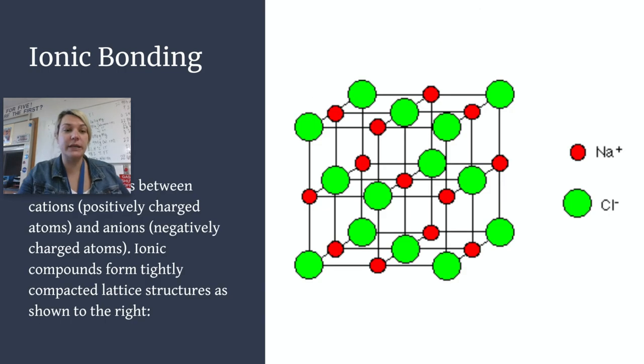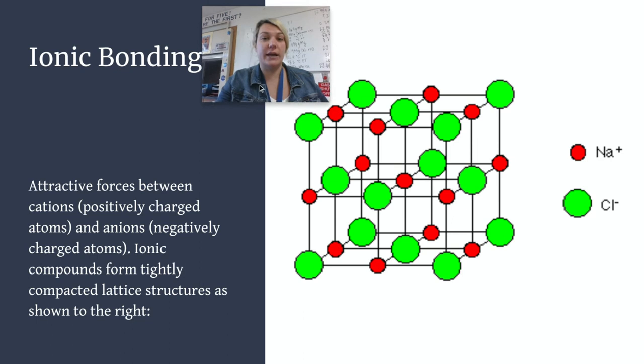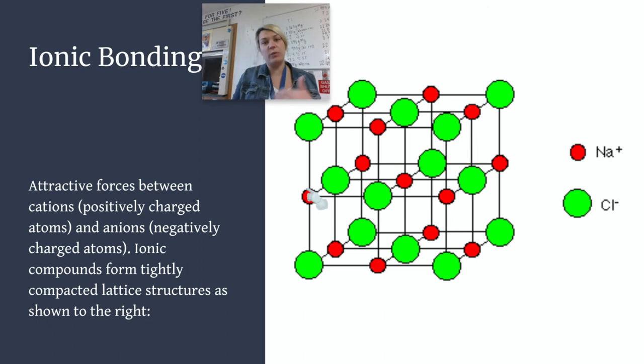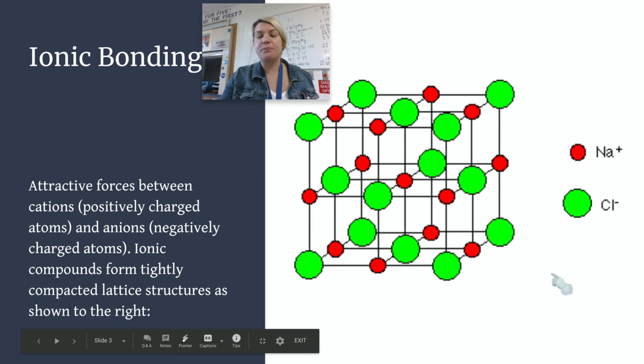Okay, so the first bonding that I'm going to talk about is ionic bonding. And you already have a good idea of what ionic bonding is because we just finished this unit, okay? Ionic bonding is the attractive force between a cation, positive charge, and an anion, negative charge. Ionic compounds form these really tight, compacted things called lattice structures, which is what I have over here.